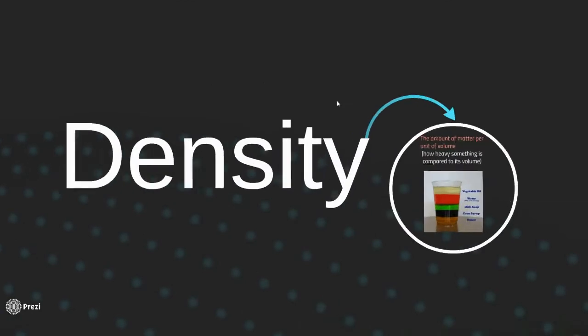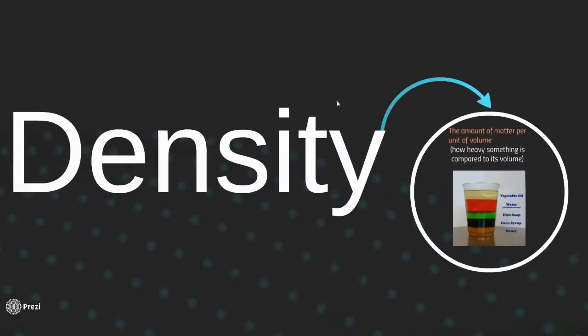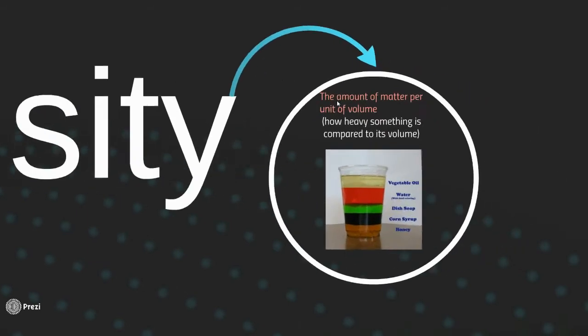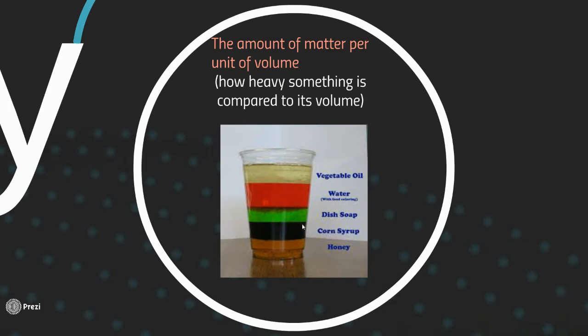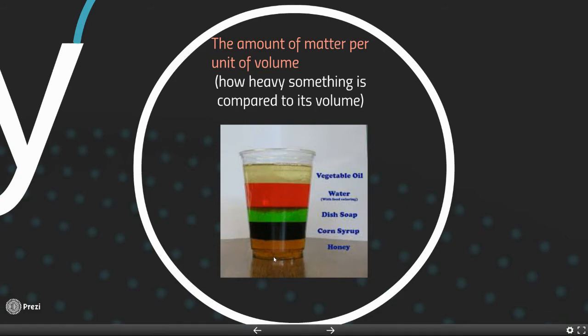We have density here. Density is the ratio between mass and volume. In other words, how much mass does it have for every unit of volume? And that is a physical property. And here's an example of different liquids of different densities. They organized themselves out because some are heavier than others.